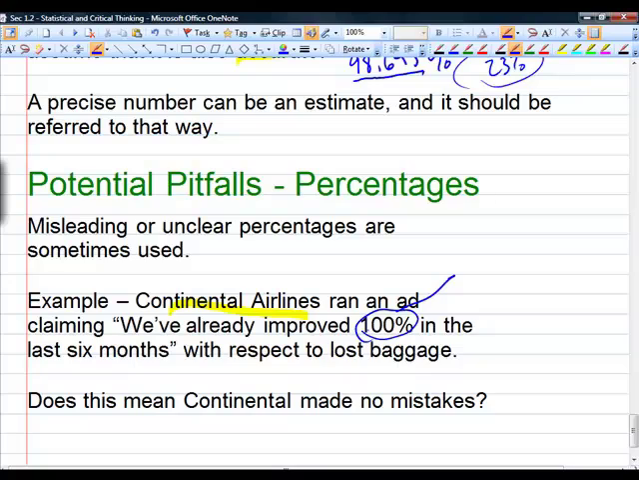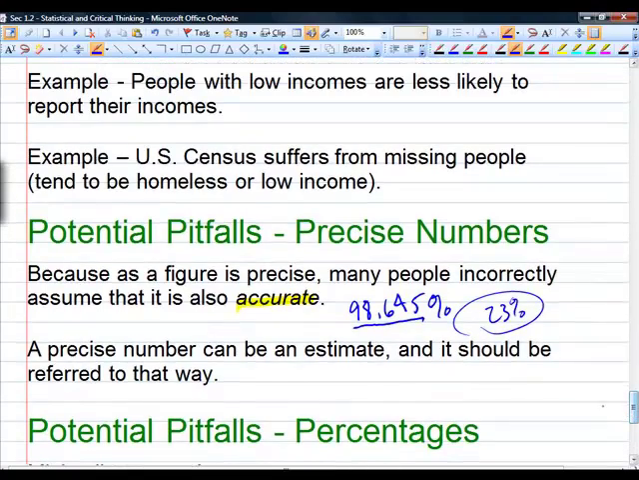We don't know what it means. Did they lose 100% more of the bags than what they had? 100% less? If they lost 100% less, then that means they lost no bags. Did they make no mistakes? That's doubtful. So this wraps up section 1.2.